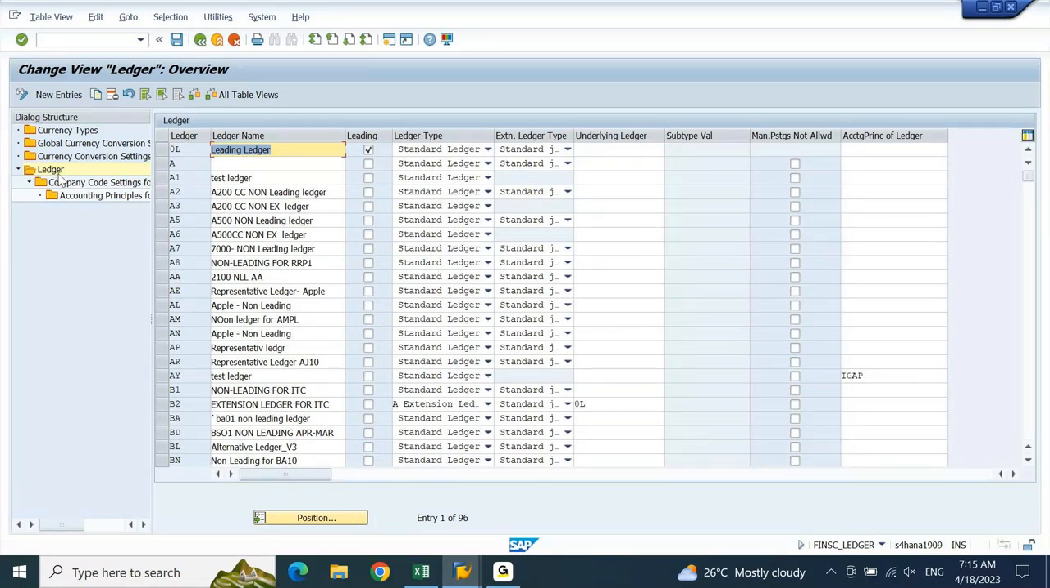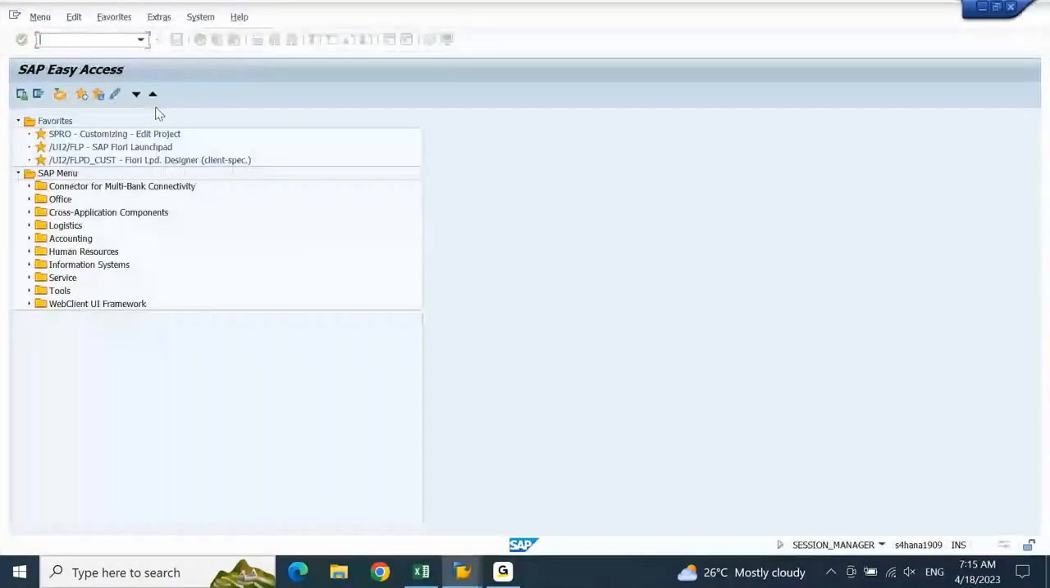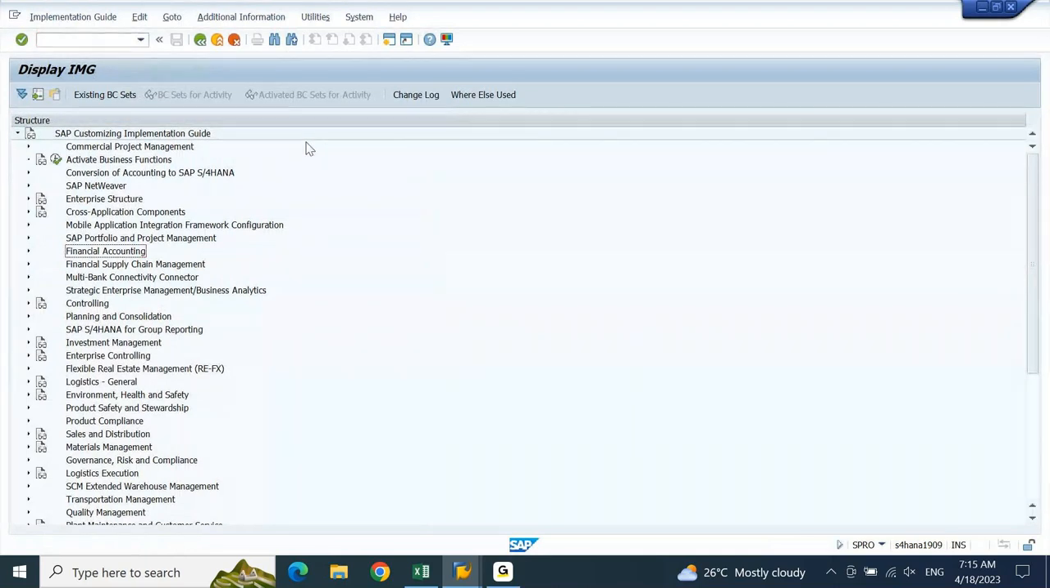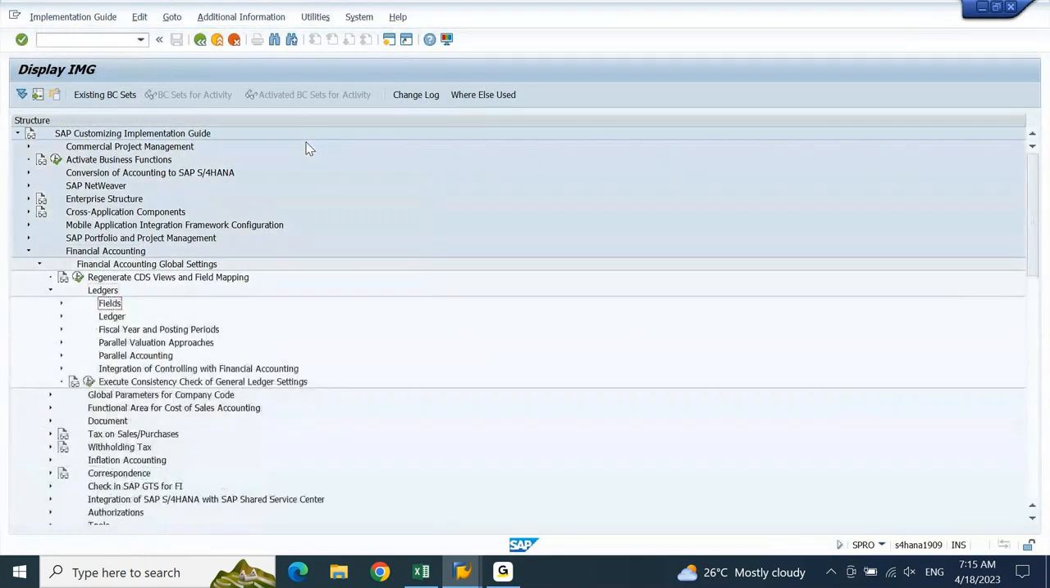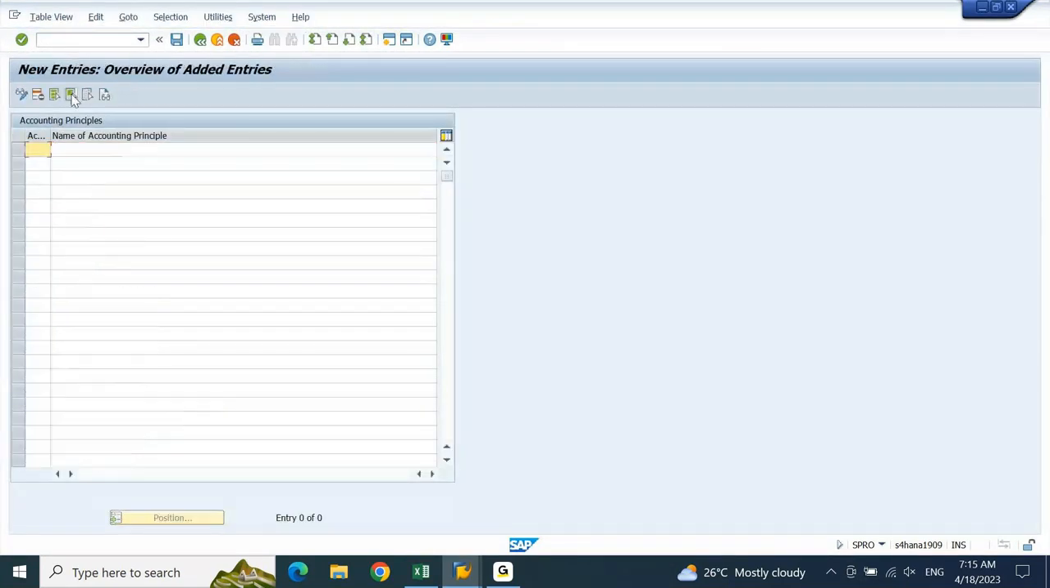Let me show you that. SPRO. If you go to financial accounting, global settings, ledgers, you will find parallel accounting. Inside parallel accounting, you will find define accounting principles. Open this. If you add a new entry, you just give a 4-digit code followed by your description, and save. That's it. You're not going to maintain any parameter, any control, any settings inside the accounting principle. It is just an assignment.